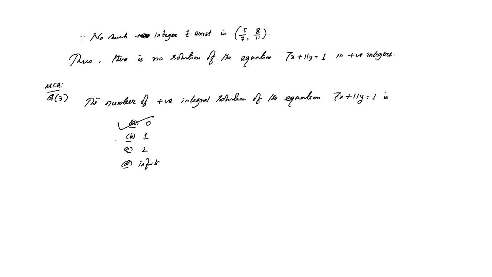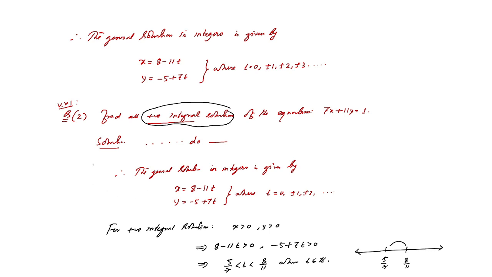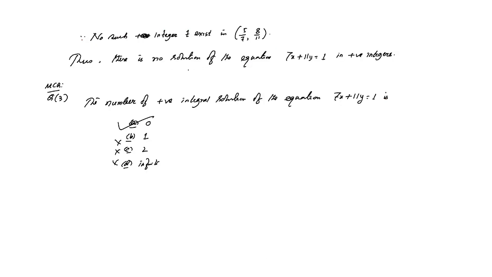So obviously there is no positive integral solution, which we have shown in the previous problem. 7x plus 11y equals 1. The explanation is already done here. We solved it, and this is the general solution. For a positive integral solution, you need to satisfy this condition. There is no such integer t that lies between 5 by 7 and 8 by 11, so no such t exists. That means there is no positive integer solution of the equation, or no solution of the equation in positive integers.